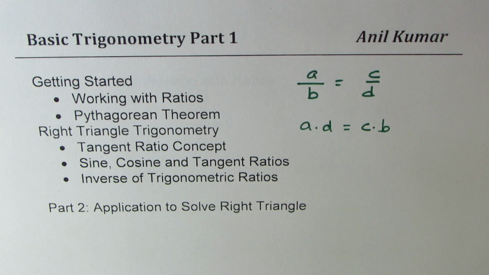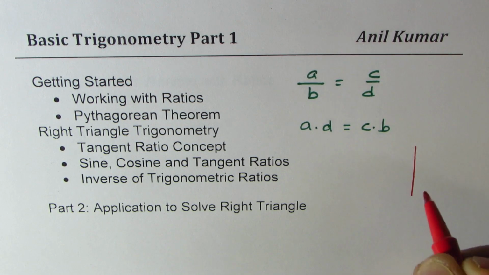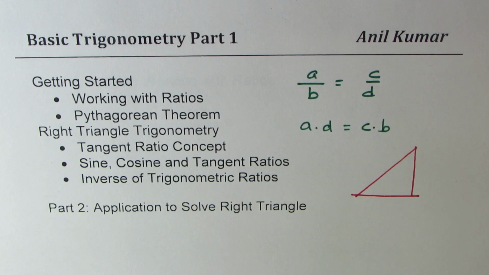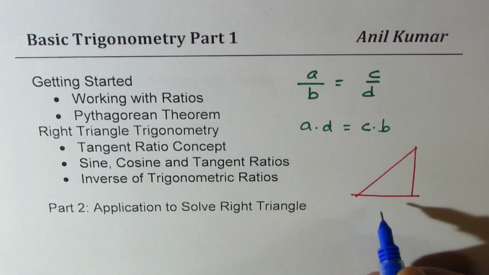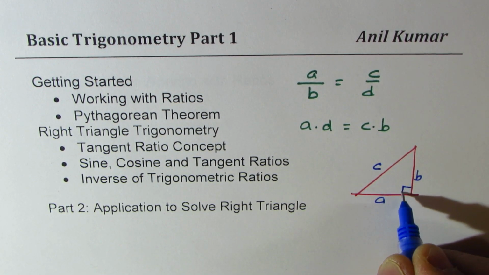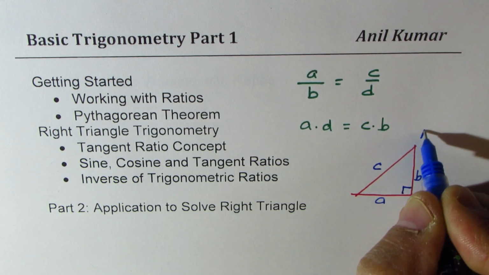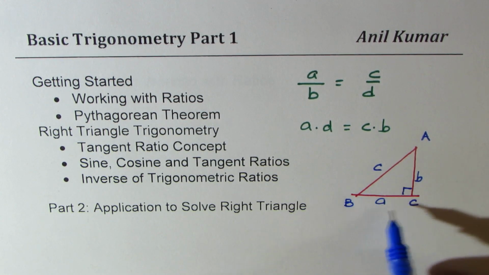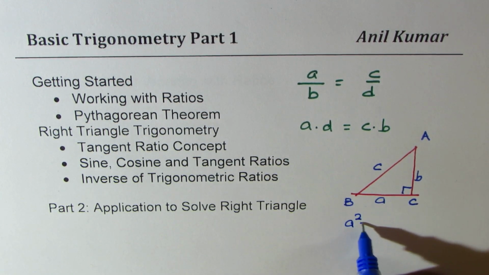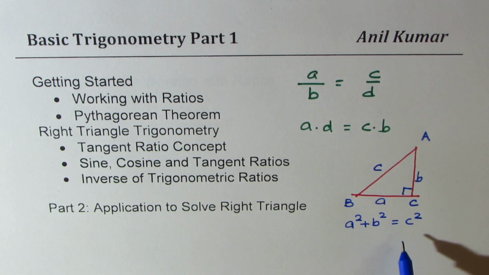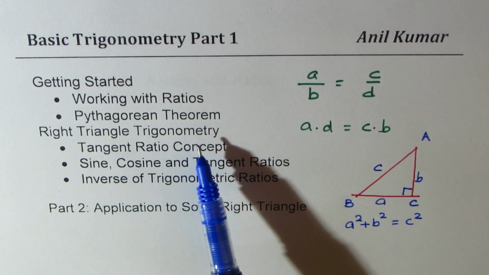That is one concept. The other concept which you should know is the Pythagorean Theorem, which is, if I have a right triangle, shown here for example, with sides a, b and c and the right angle at the vertex C. When I write A, B, C, the vertex opposite small a will be A. So the sides are related with the formula a square plus b square equals c square. That forms the basics for us to start with trigonometry.